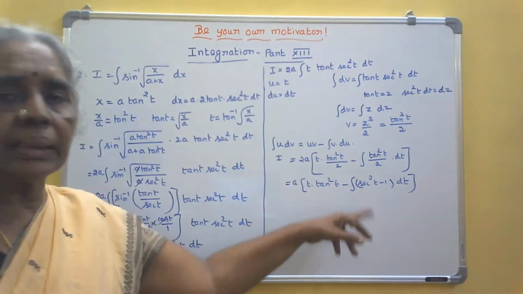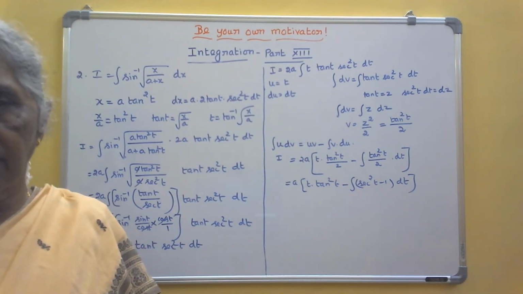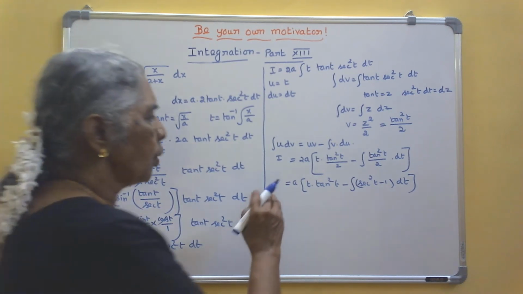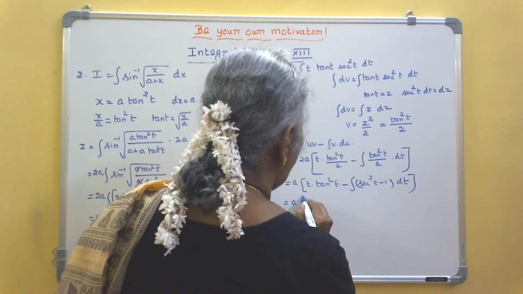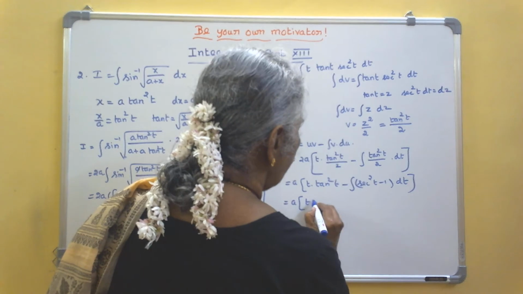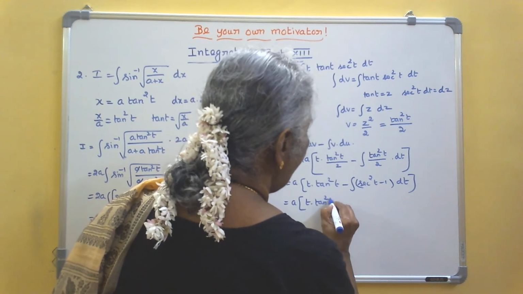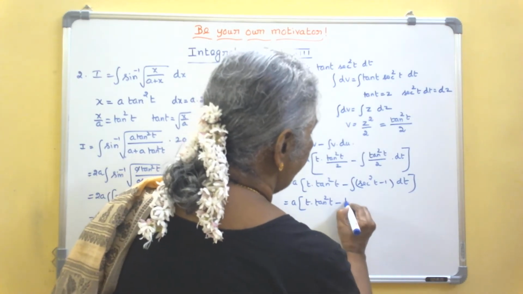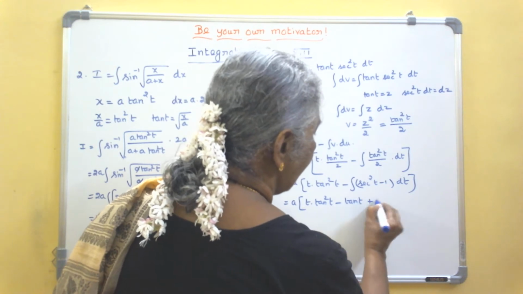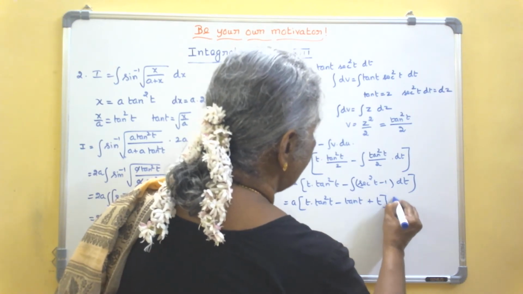You know secant squared t, the integral is tan t. For 1 it is t. So now let us write it is a into, this I have to write as it is. Okay. Then minus, for this it is tan t. You will get a plus here, plus t, then c.